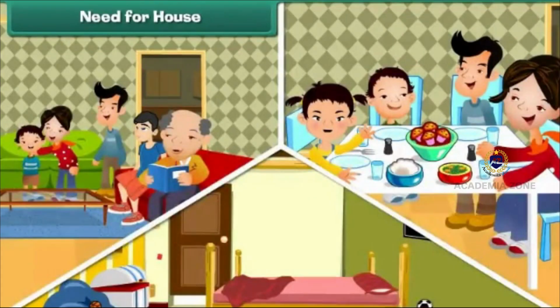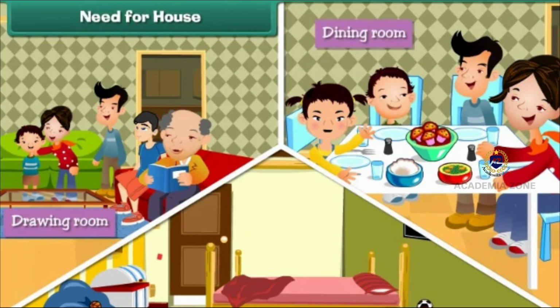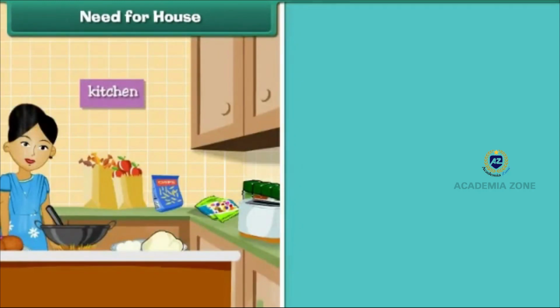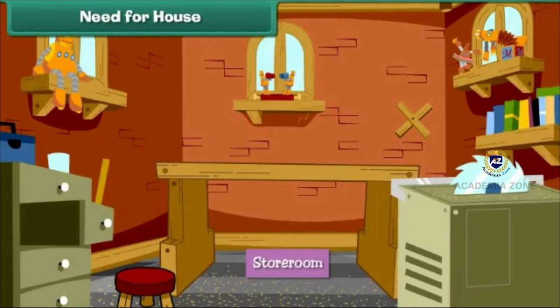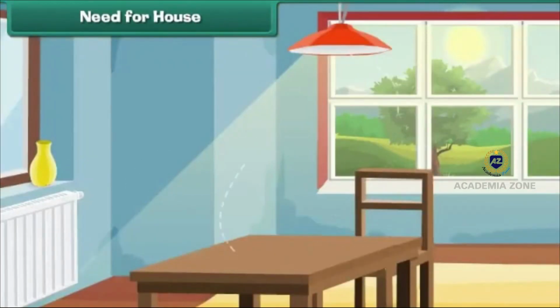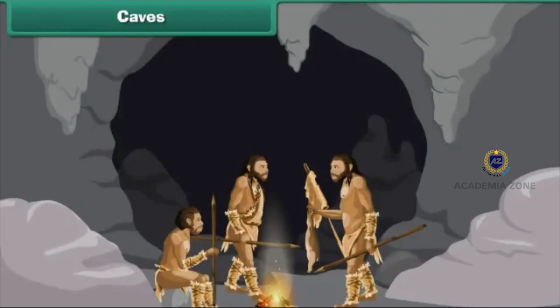A good house is divided into many rooms, such as the drawing room, dining room, bedrooms, kitchen, bathroom, and storeroom. It is spacious and well ventilated. It receives adequate sunlight.